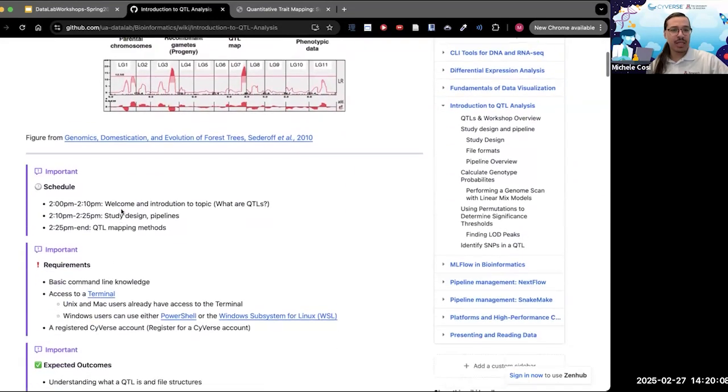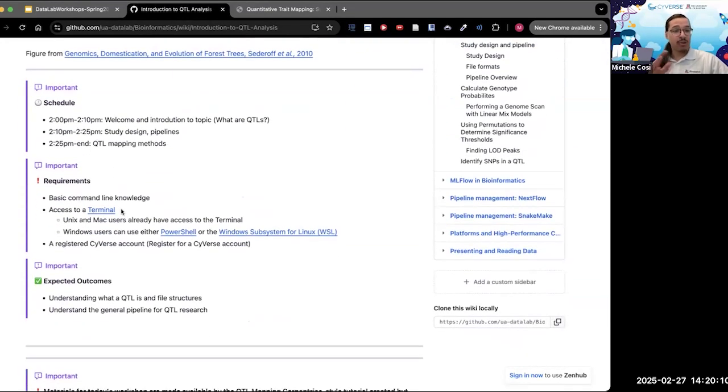To move on rather quickly, the outcomes for today are to understand what QTLs are and the file structure necessary for QTL analysis, as well as understanding the general pipeline for QTL research. The thing about QTL research is that it is so vast and actually very difficult that it is not really possible to summarize it within 1 hour.